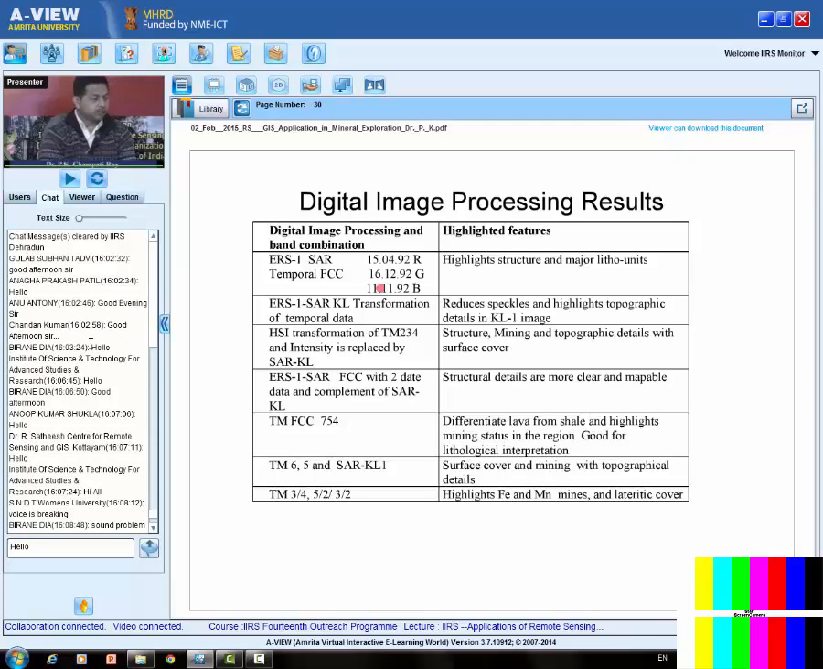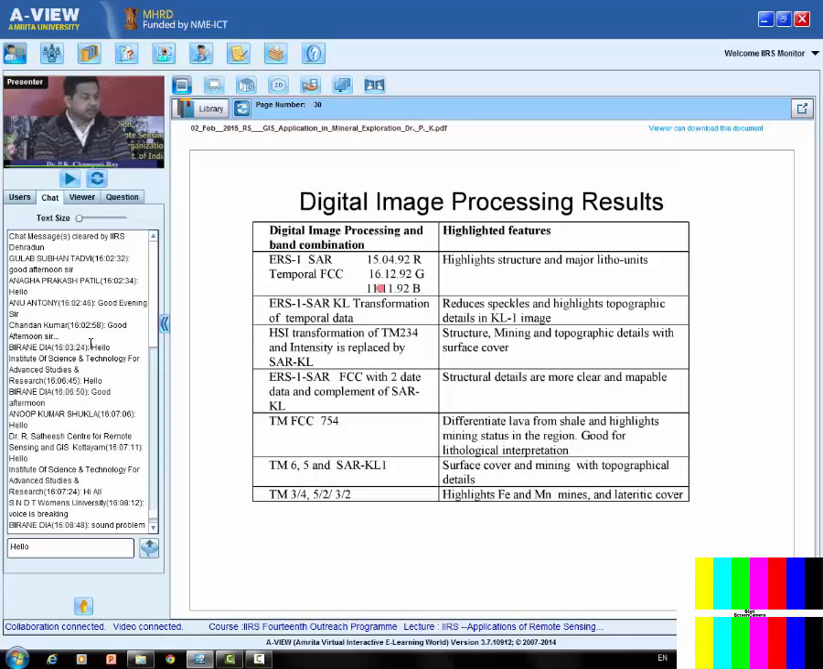And when we combine the hue, saturation and intensity transformation of TM 234 and the intensity we bring from the SAR KL, it makes a beautiful combination of synthetic aperture radar and the optical data. So both are fused together. Synthetic aperture radar gives more detail about the structure, geomorphology, topography, and the spectral data gives information about the spectral properties, and when they are combined together, the data becomes much richer in content, and geological features like different types of lithology, the structures, geomorphological details, mining status, all those details can be derived.